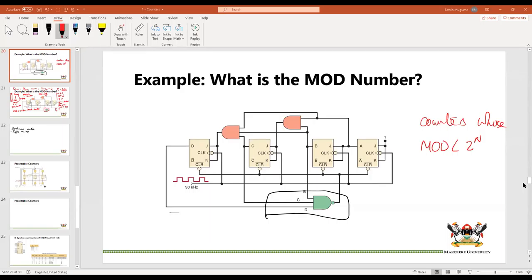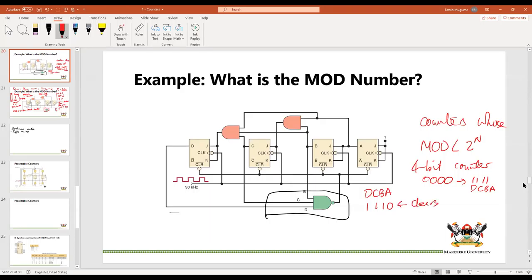So if you have a 4-bit counter, it would essentially count from 0000 to 1111. But now you see, this is obviously DCBA. When DCBA goes to 1110, all right, when it goes to that, it clears.